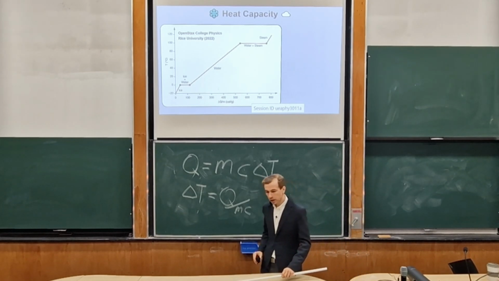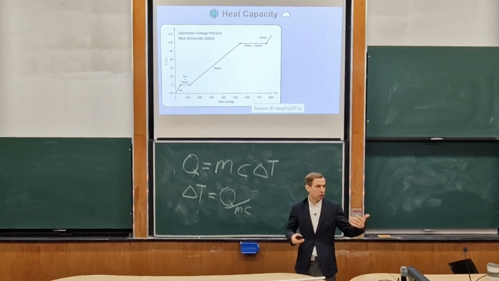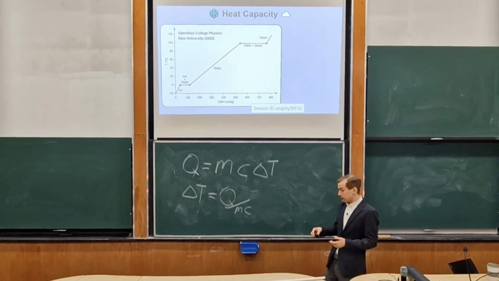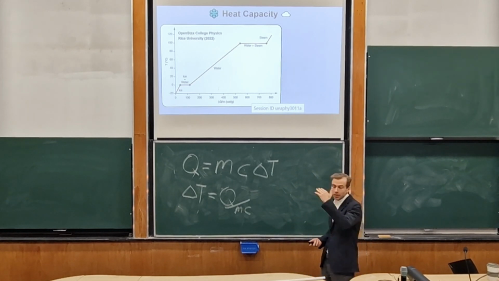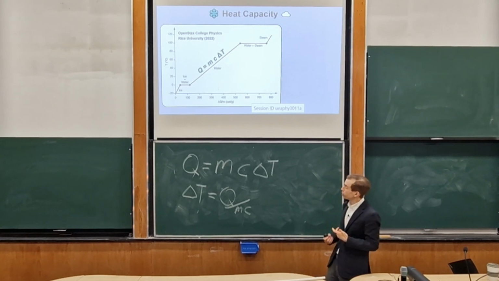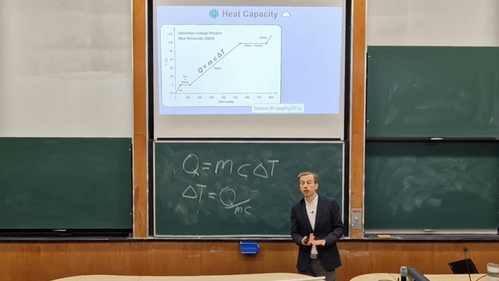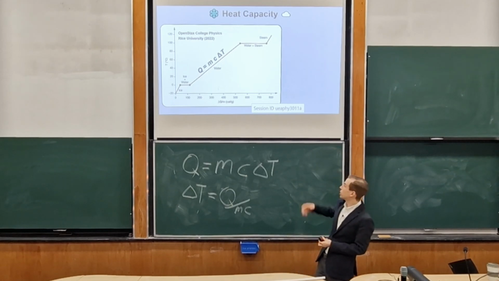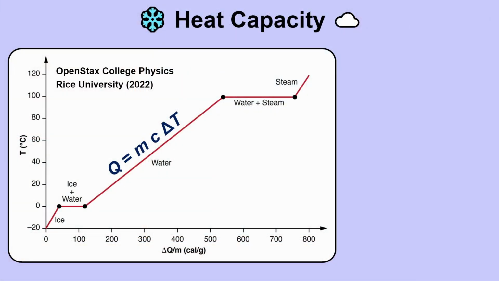There are a couple of things we need to know to find our way around a diagram like this. Whenever we're on a sloping part of the diagram, our change in temperature is given by the relationship that we've seen a couple of times now: Q equals m c delta T.